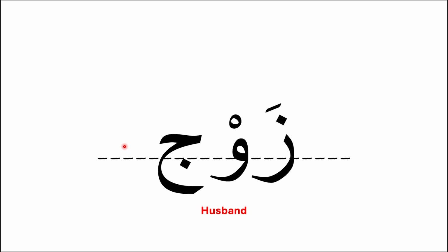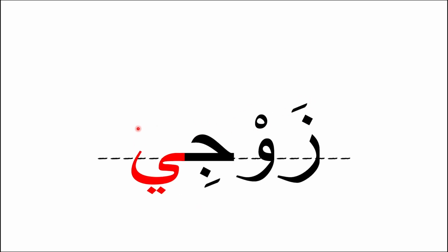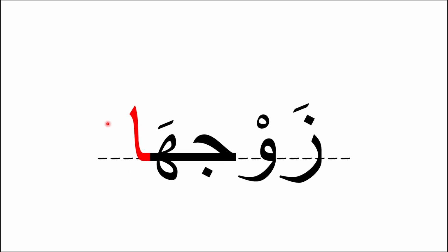Now this word was zawj, and we said zawj means a husband. If I want to say my husband, I will just add a ya to the end of that word, and it would be zawji, and zawji means my husband. Now, if I want to say her husband, I would add a ha at the end of the word. So it would be zawjha, her husband.